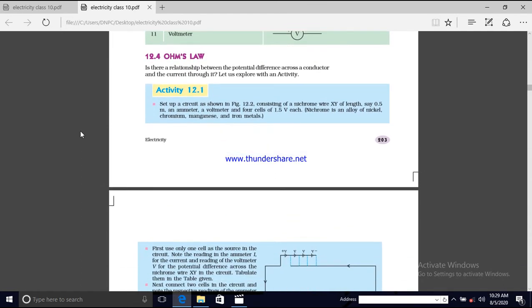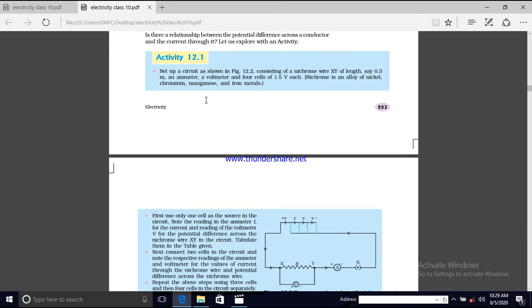So in order to verify Ohm's law, we are having an activity. In order to perform this activity, we need to set up an electric circuit. How to set up an electric circuit? We have already seen the symbols which are used while drawing an electric circuit. Now we can look at the circuit here.